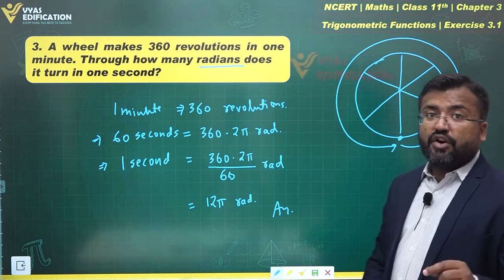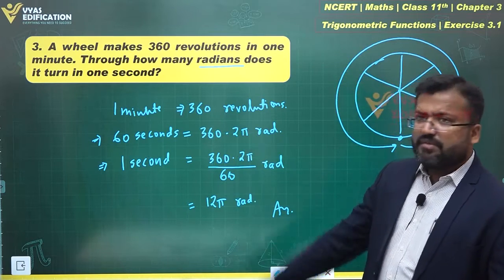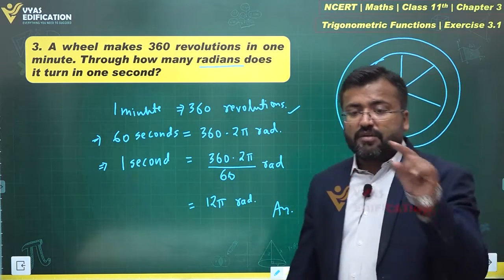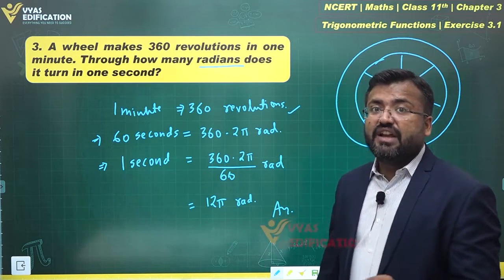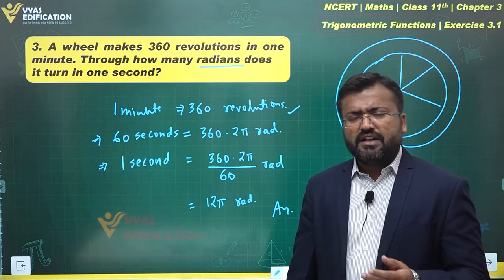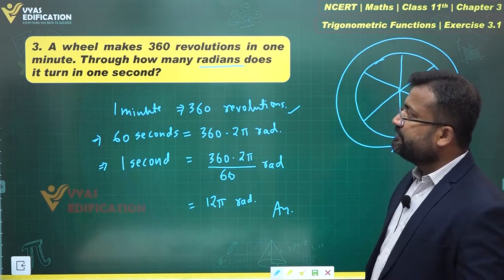It's very simple. The important thing is that 1 minute can be converted into seconds, and for 360 revolutions, what does one revolution mean? One complete revolution means that the wheel has rotated by an angle of 2 pi radians. That is all for this question over here.